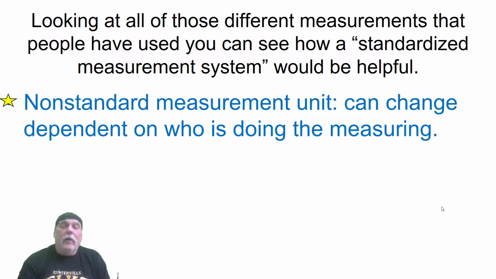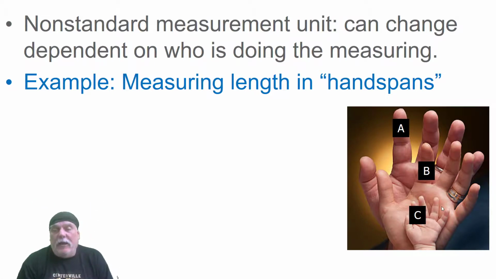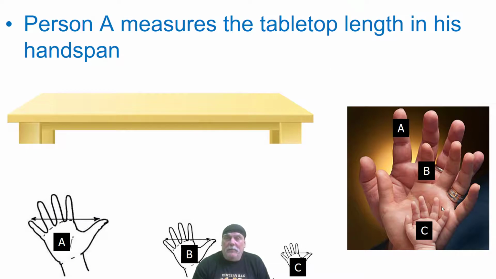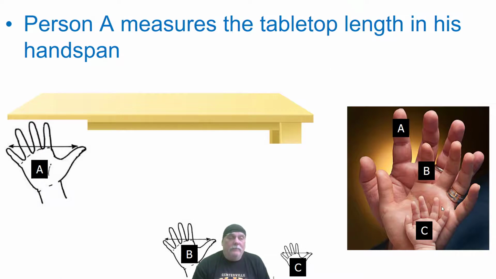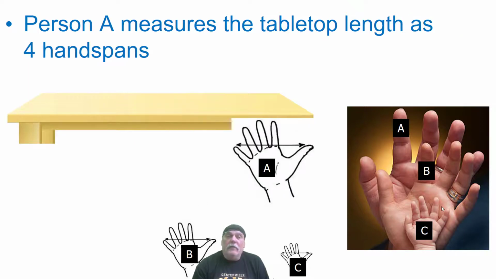Another example might be if you want to measure length in hand spans. So your hand span might be smaller or larger than my hand span. So here we see a picture with hand span A, B, and C, 3 different sizes of hands. Let's say we wanted to measure this tabletop length in hand spans. Well, person A is going to measure the tabletop length in his hand spans. So here he's got 1, 2, 3, 4. Person A is going to measure the tabletop length as 4 hand spans.